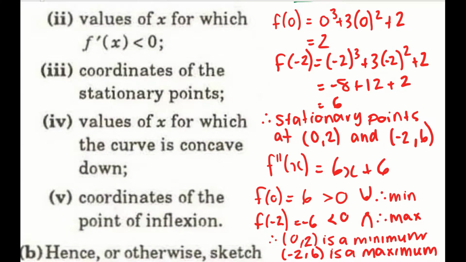So I took my second derivative. When I differentiate again, I get 6x plus 6. I'm subbing in then the x values of my stationary points. Okay. Now, I got a positive number when I subbed in 0 into my second derivative. I got 6, which is greater than 0, which is a smiley face, so therefore a minimum. When I subbed in negative 2 into my second derivative, I got negative 6, which is less than 0, sad face, maximum. And I write that therefore statement, okay?